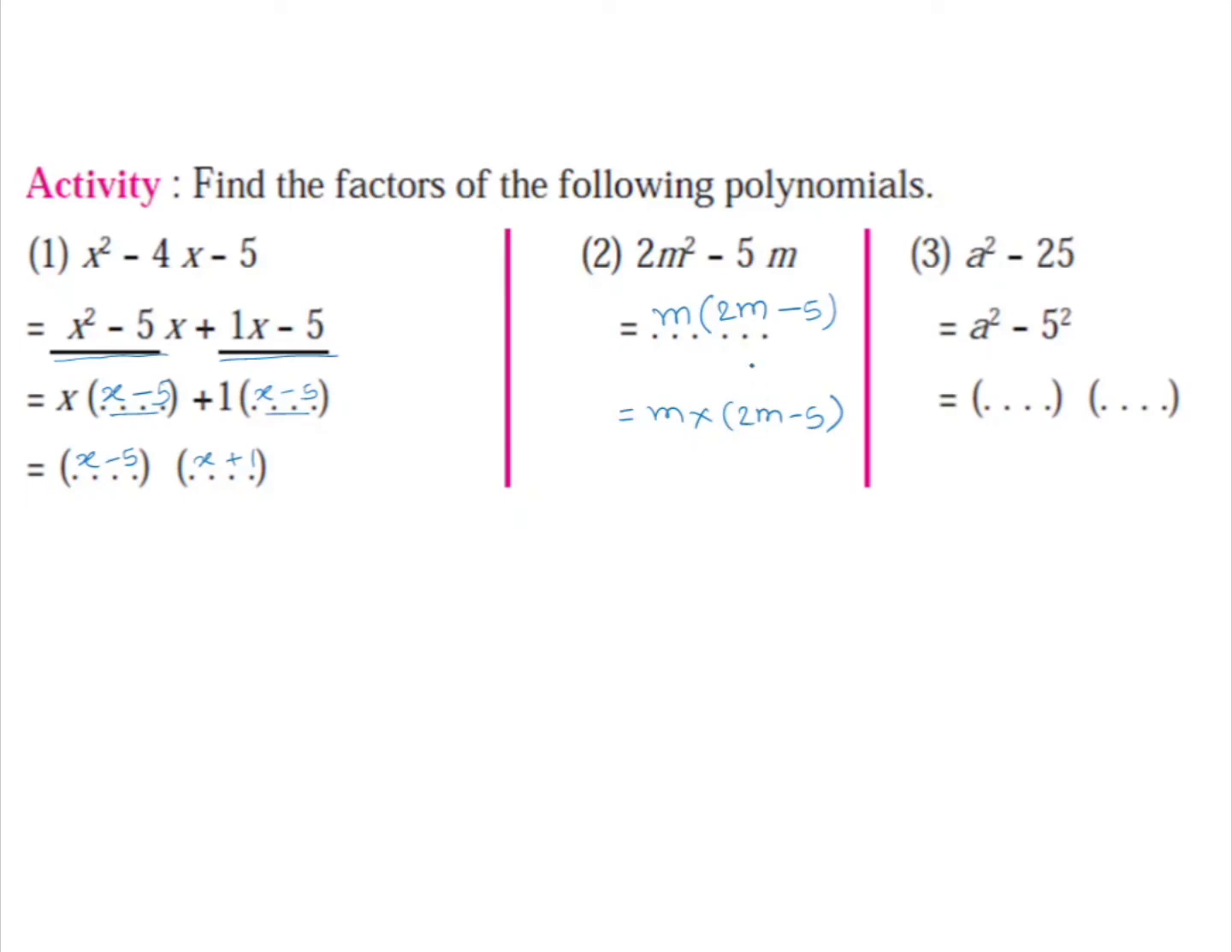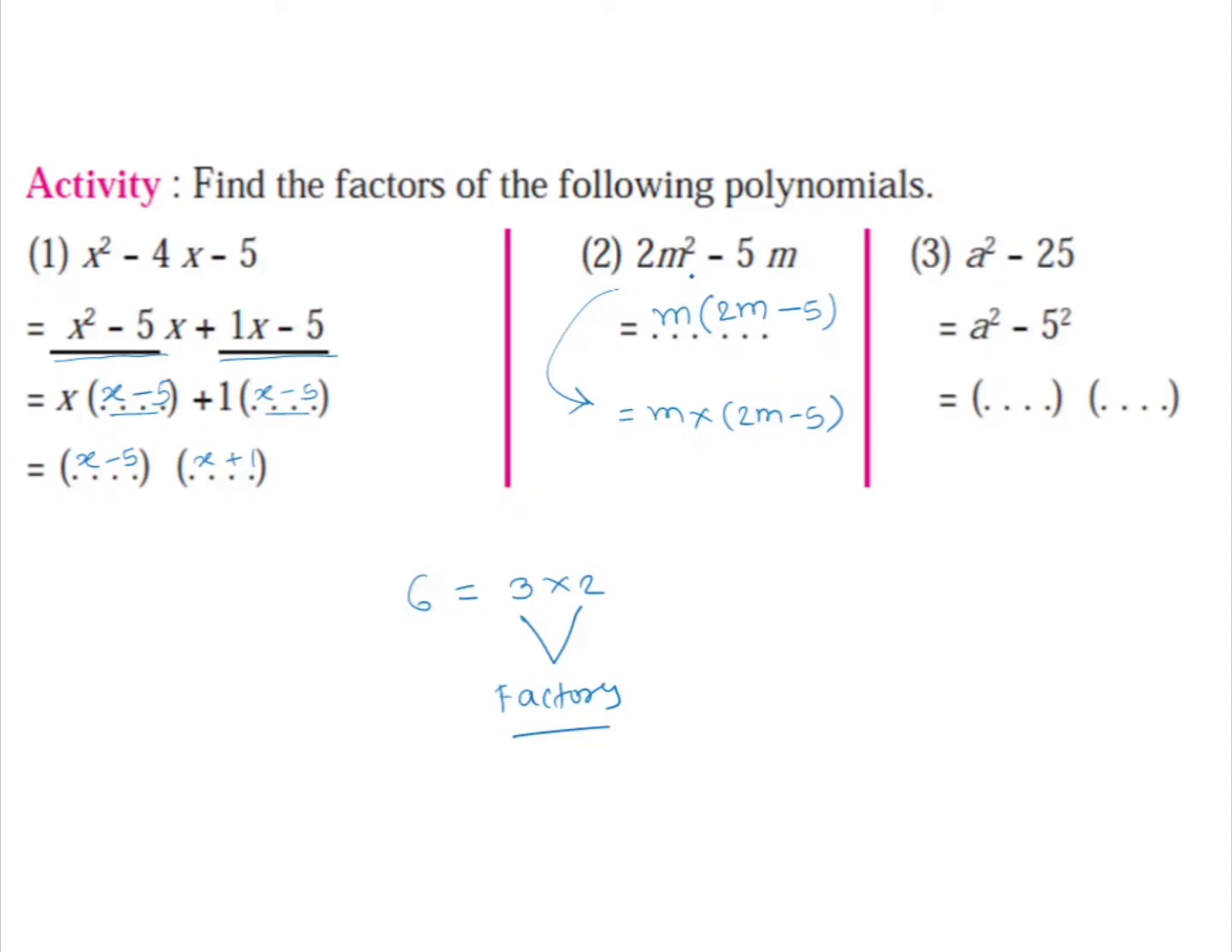Now basically, what are the factors? Suppose we have a number 6, that can also be written as 3 into 2. In this case we say that 3 and 2 are the factors of 6. So this is for a number. In the same way, if any polynomial is given to us and we can write that polynomial in the form of the product of two different polynomials, then those two polynomials are called the factors of the given polynomial.